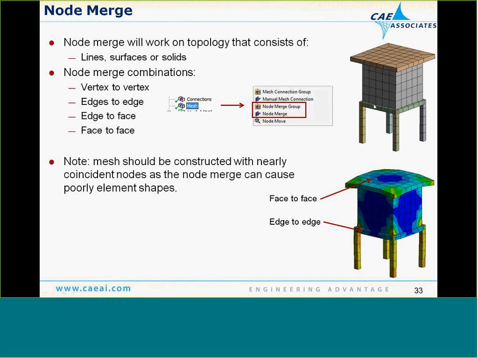So the example that I have shown here on the right is a gray cube meshed with solid elements. We have a surface body up on the top in brown, and then a bunch of line bodies on the bottom. These are all meshed independent of each other, but the meshes were created in a way that the nodes are very close to being coincident with each other between the different topologies. So the node merge will merge all this together.